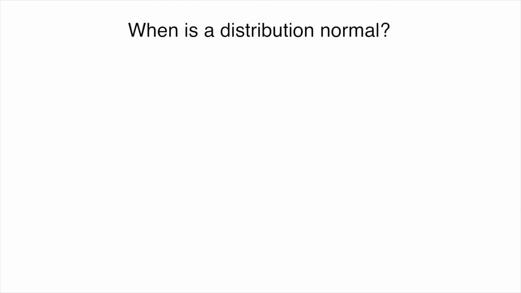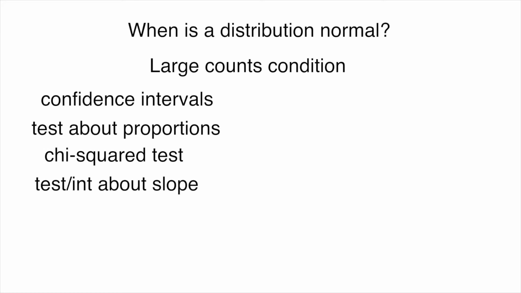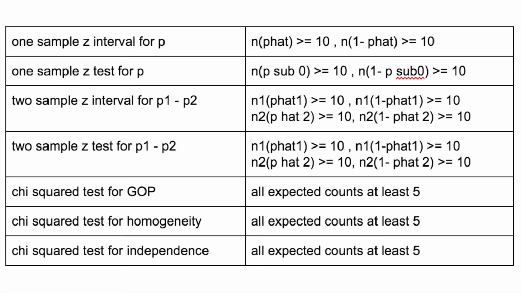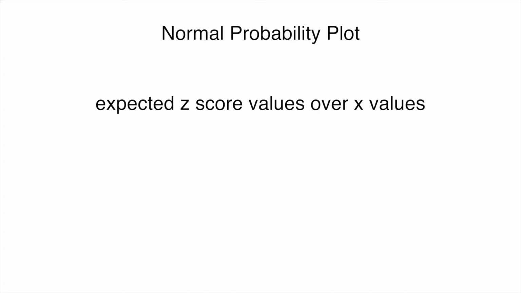On the other hand, the large counts condition is used for intervals and tests about proportions, chi-square tests, and tests and intervals about slope. The large counts formulas are different for each type of test or interval, so make sure you're using the right ones. A normal probability plot measures expected z-score over x values.